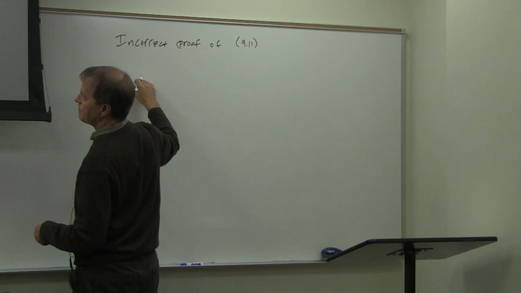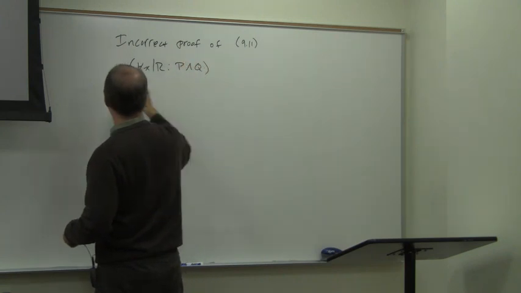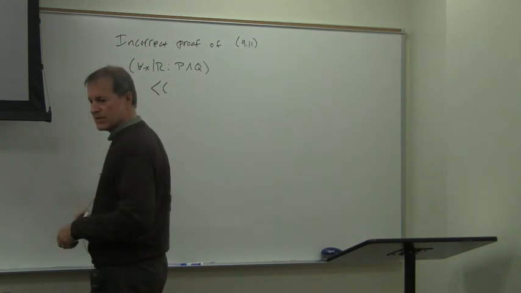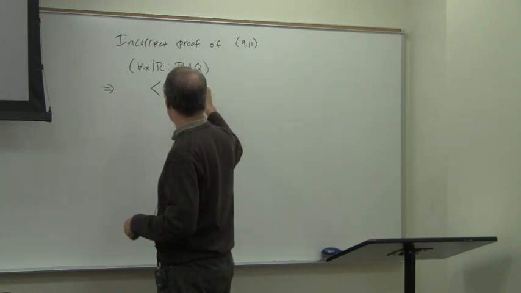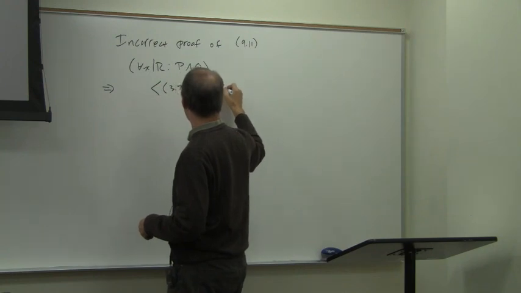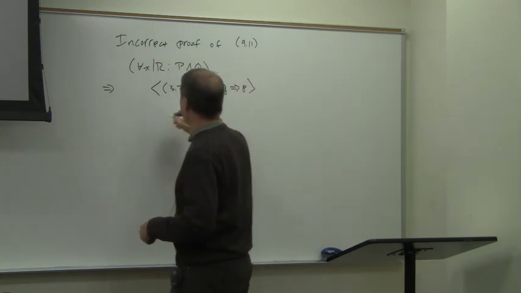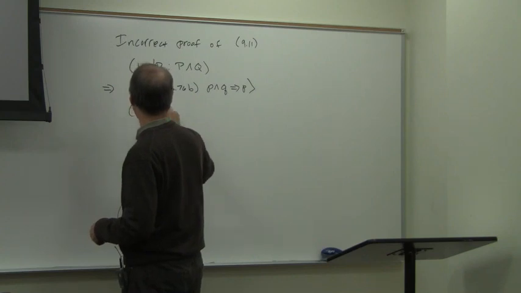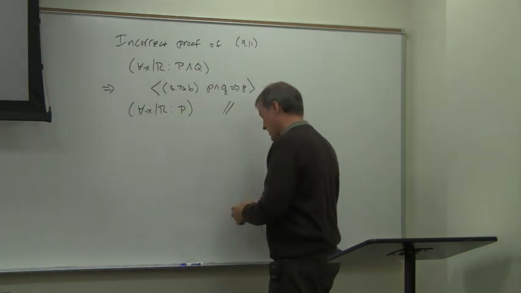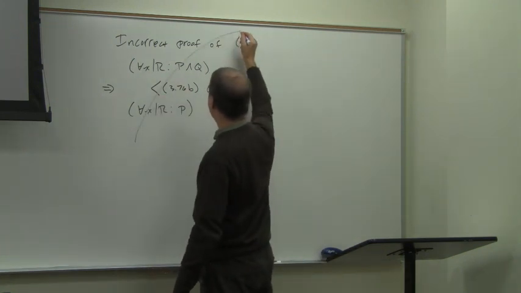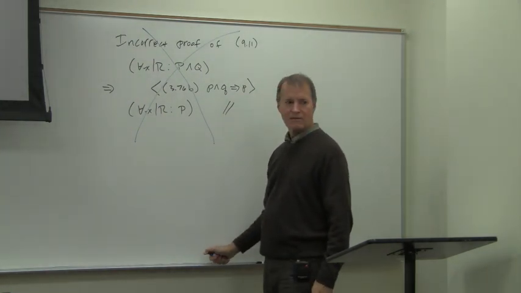You might be tempted to say for all x range R, body P and Q, implies, by, now what was the strengthening? 3.76b, which is P and Q implies P. And then this is for all x range R, body P. What I'm saying is that this is wrong.